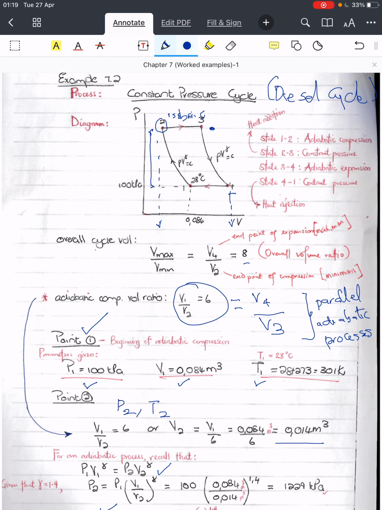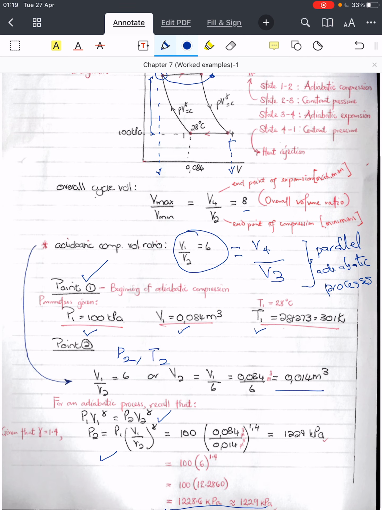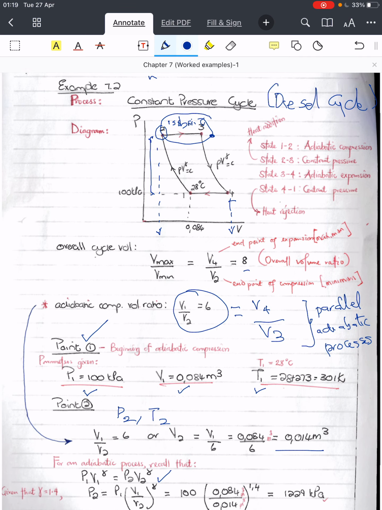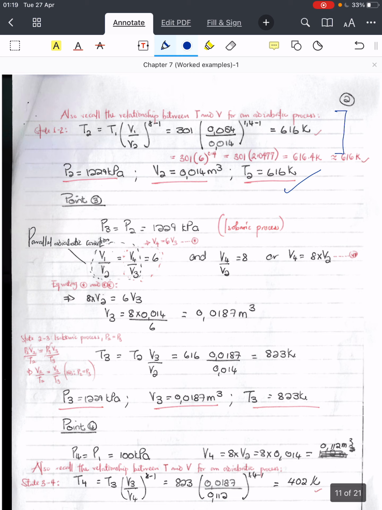2 to 3, it's isobaric. So if it's isobaric, what does that tell us? P2 must be equal to P3. So whatever we've calculated here for our P will be the same as P3. So that's for isobaric. So we've gotten that.